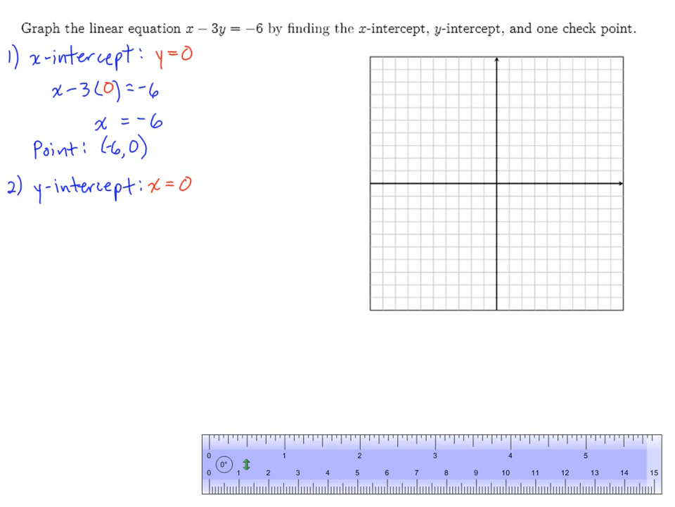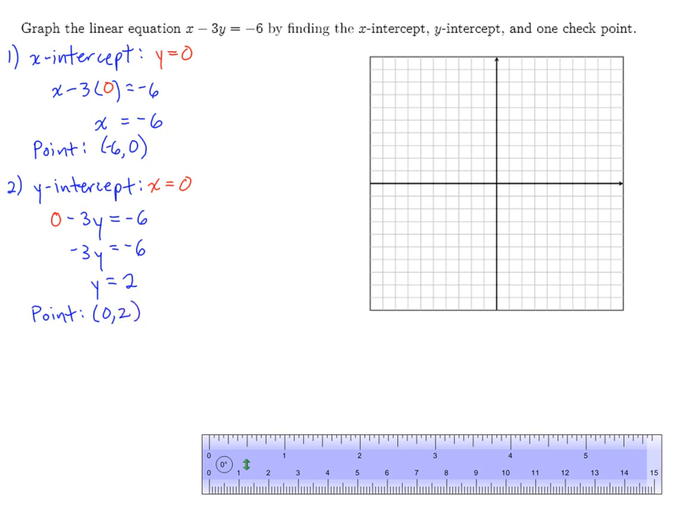So with that equation x minus 3y equals negative 6, replacing x with 0, I'll get 0 minus 3y equal to negative 6. Simplifying that, I'll get negative 3y equals negative 6, and dividing each side by negative 3, I'm going to get y equals 2. That'll mean that my graph contains the point 0, positive 2.